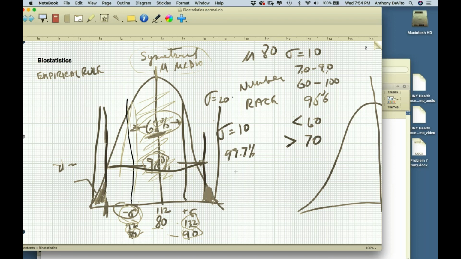So this is 2.5%. Okay, so what percentage of this population is greater than 70? What do we think there? How are we going to do that? Greater than 70 would represent all of this, the whole upper part from this point on.